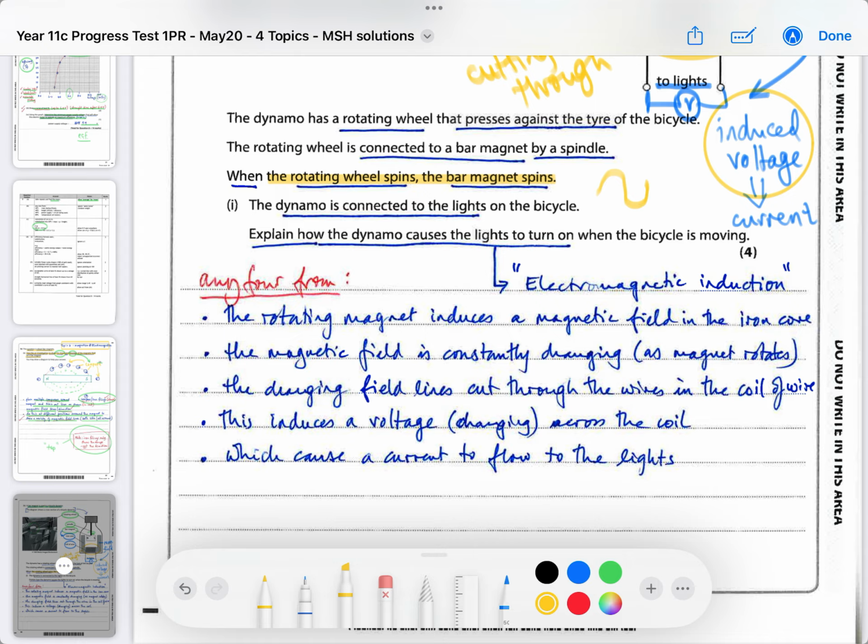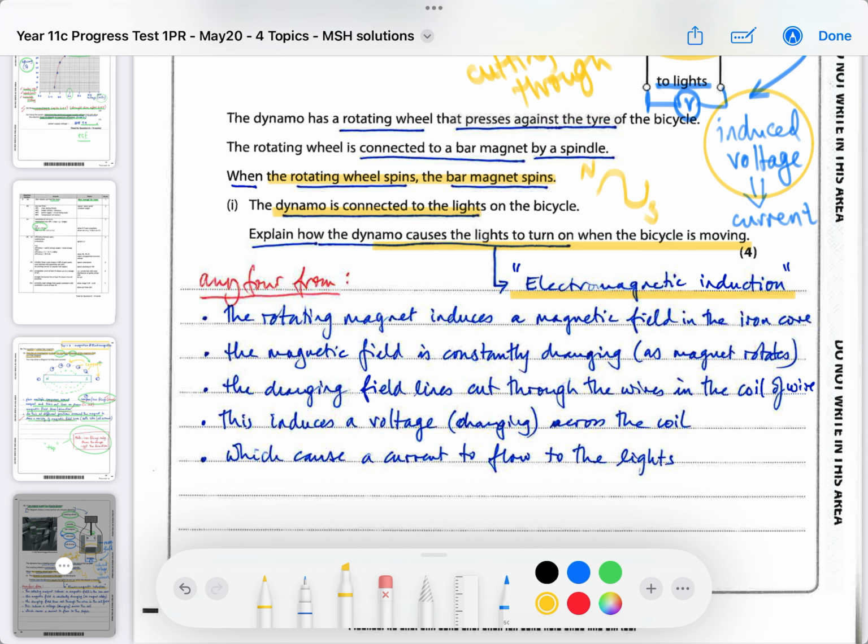Each side keeps flipping between north and south, depending on the direction of the magnet, the rotation of the magnet. Okay, and the dynamo is wired to be connected to a light on your bicycle, and it causes the light to turn on when the bicycle is being pedaled or is moving. And this whole area of physics is known as electromagnetic induction.